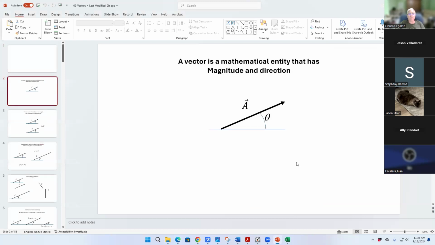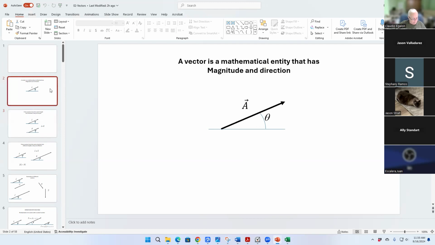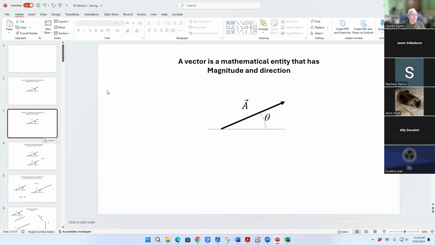Okay, here's a representation of a vector. I'm calling that a vector A. This vector is represented by an arrow that's making an angle with the horizontal direction. Now I have two vectors, vector A and vector B. They both have the same lengths and the same direction. They are angled at the same angle with respect to the horizontal. Because they have the same magnitude and the same direction, those vectors are said to be equal to each other. Okay? And I can even play the movie here for you.